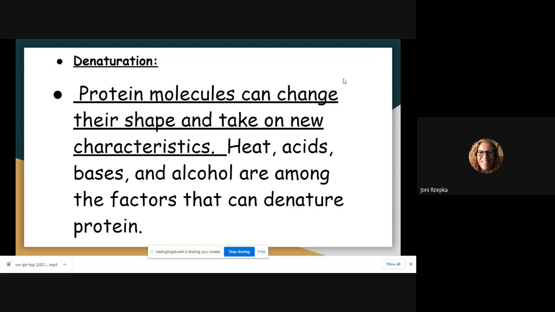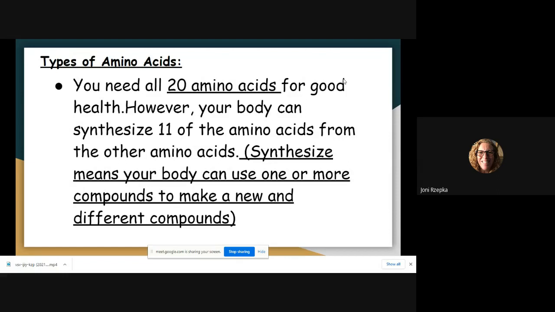Thank you. And then types of amino acids. So you need all 20 amino acids for good health. However, your body can synthesize 11 of the amino acids from other amino acids. Synthesize means that your body can use 1 or more compounds to make a new and different compound. So synthesize means your body can make them. So 11 of the amino acids your body supplies.